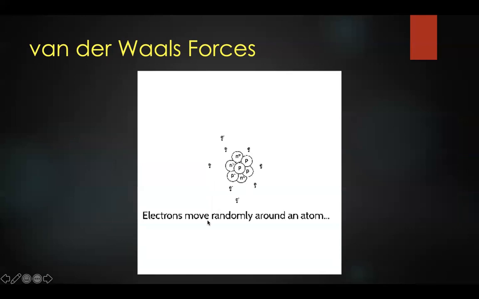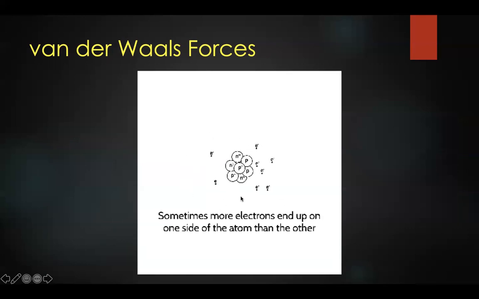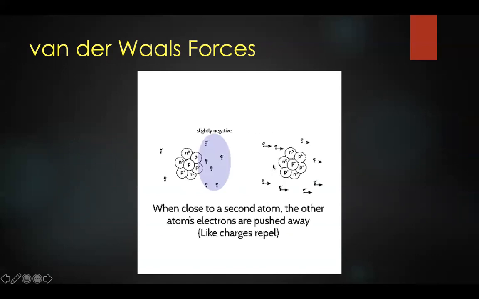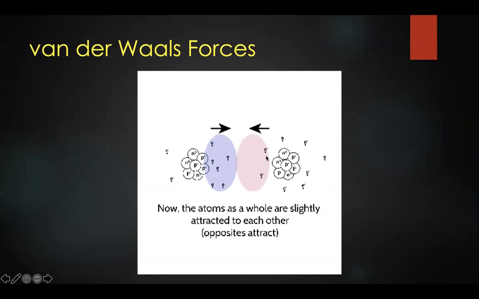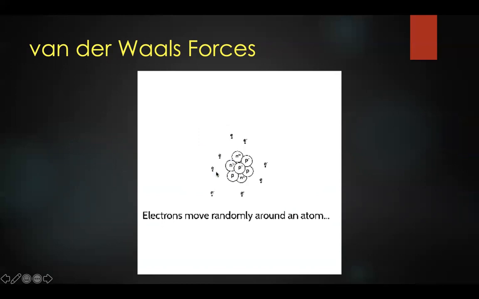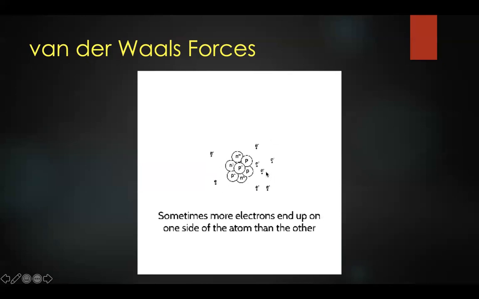Okay, so electrons move randomly around an atom, and sometimes more electrons end up on one side of the atom than the other. When close to a second atom, the other atoms would also have a positively charged, and it will create that transiently positive and transiently negative portion of the atom.